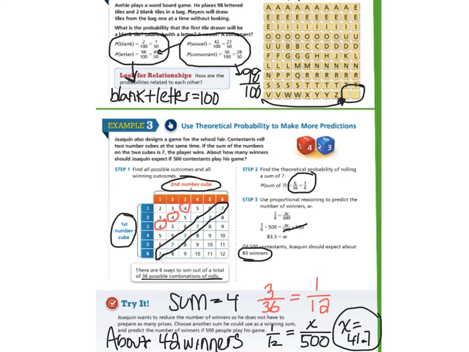If the sum equals 4 is the winning combination, then predicting how many winners you have out of 500 is as simple as setting up that proportion. 1 out of 12 equals what out of 500? Well, by solving that proportion, you get x to be about 41 7/10. In other words, you should expect about 42 winners.